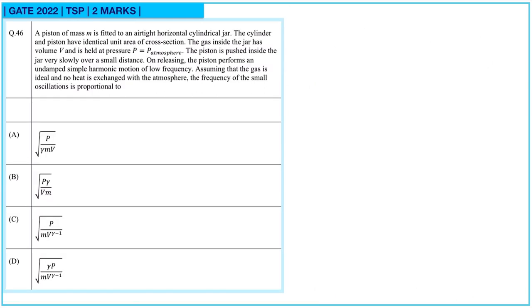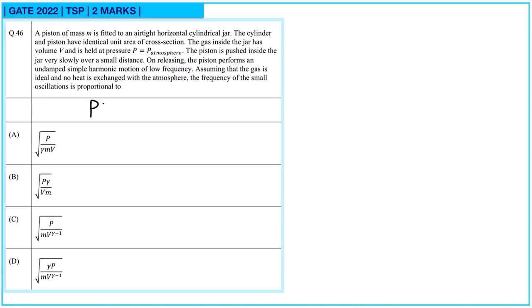A piston of mass m is fitted to an airtight horizontal cylindrical jar. The cylinder and piston have identical unit area of cross section. The gas inside the jar has volume V and is held at pressure P equal to P atmosphere. The piston is pushed inside the jar very slowly over a small distance. On releasing, the piston performs an undamped simple harmonic motion of low frequency. Assuming that the gas is ideal and no heat is exchanged with the atmosphere, the frequency of the small oscillations is proportional to what?